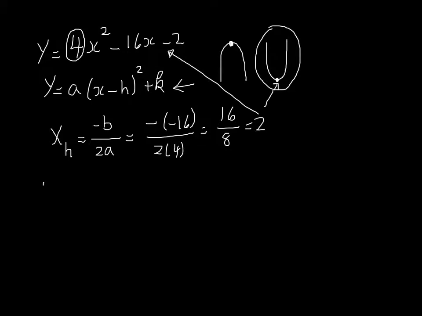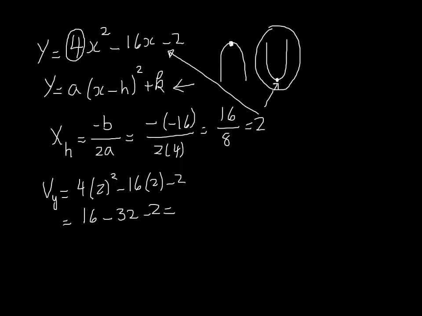So we are going to get v sub y is equal to 4 times x squared, which is 2 squared, minus 16 times 2 minus 2. Now 2 squared is 4, 4 times 4 is 16, minus 16 times 2 is 32, minus 2. So 16 minus 32 is minus 16, minus 2 is minus 18. From these two, we get that the vertex is at the point (2, negative 18).